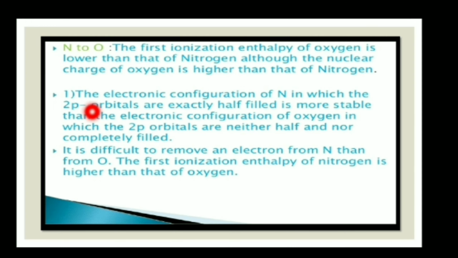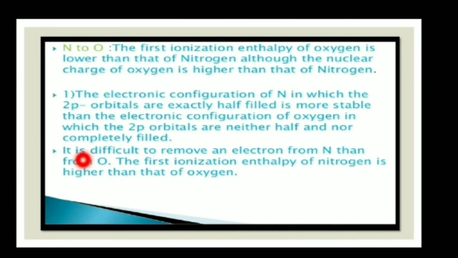They give the reason like this. The electronic configuration of nitrogen, in which the 2p orbitals are exactly half filled, is more stable than the electronic configuration of oxygen, in which the 2p orbitals are neither half filled nor completely filled, means partially filled. Then it is difficult to remove the electron from nitrogen than oxygen because nitrogen shows the exactly half-filled stability. So the first ionization enthalpy of nitrogen is higher than that of oxygen.